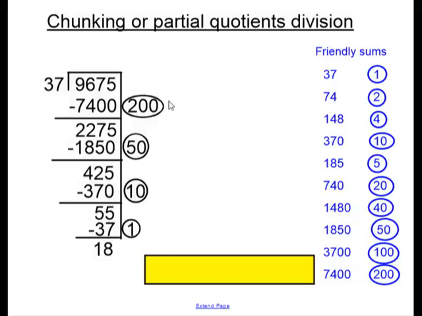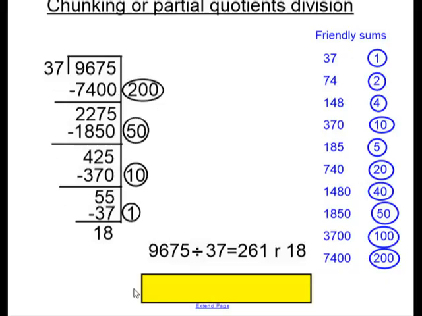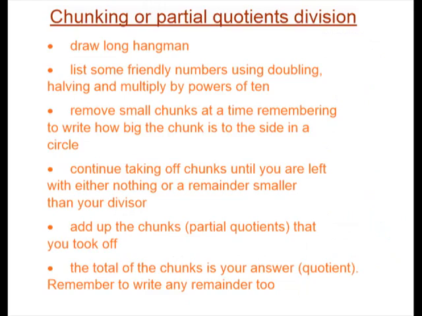So I need to add up how many groups of 37 I did manage to fit into 9,675. So I've got 200 plus 50 plus 10 plus 1, which is 261 lots. So 9,675 divided by 37 equals 261, remainder of 18. So that's it, division without any scary numbers, or indeed division.